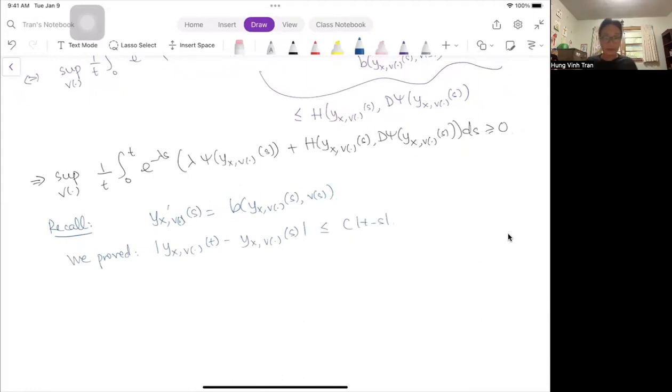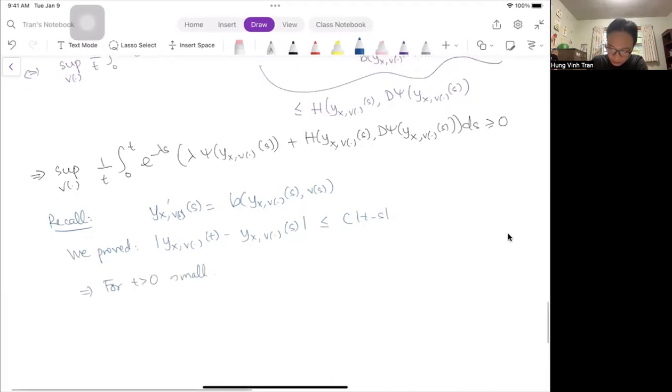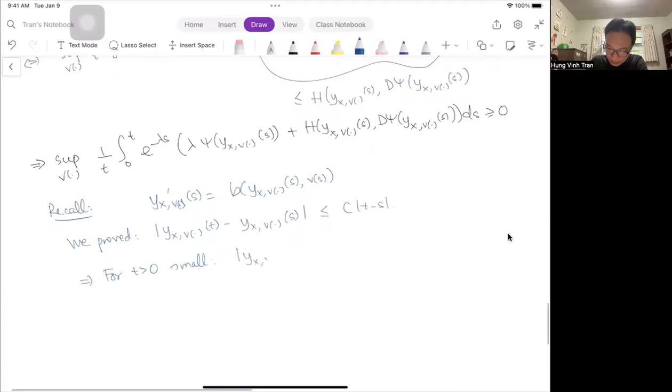So that means the solution to the ODE doesn't deviate so much from the first position if t is small, right? So this implies that for t small, |y_x(s) - y_x(0)|, which is x, the original point, is less than or equal to C times s, less than or equal to C times t, which is small. So when you let t go to 0, you have continuity in everything, right? So then you let t go to 0 here.